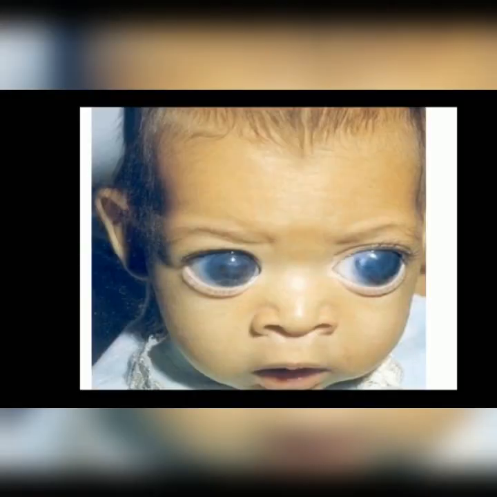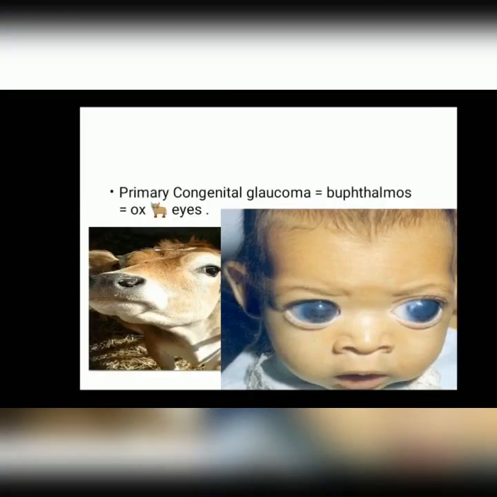Today we will talk about buphthalmos. What's the meaning of buphthalmos? Buphthalmos means that "bu" means ox and "ophthalmia" means eyes. So the baby's eyes look like the eyes of an ox. It's also called primary congenital glaucoma.